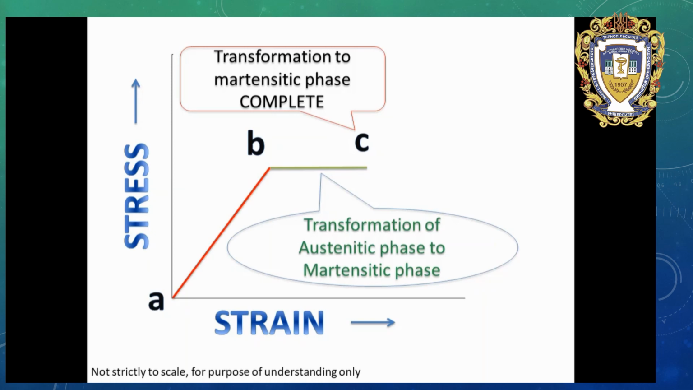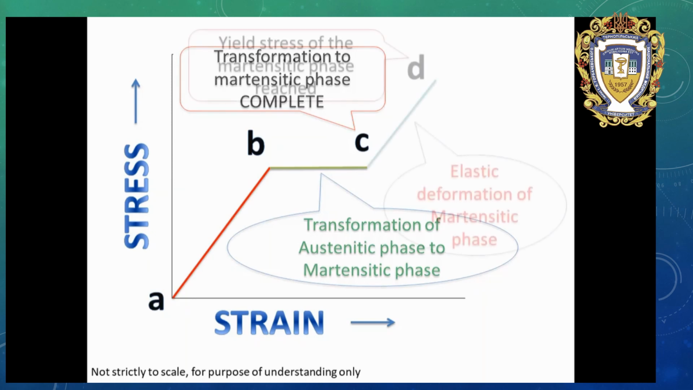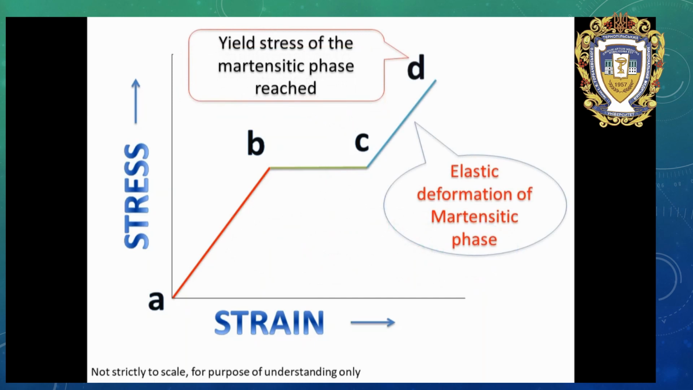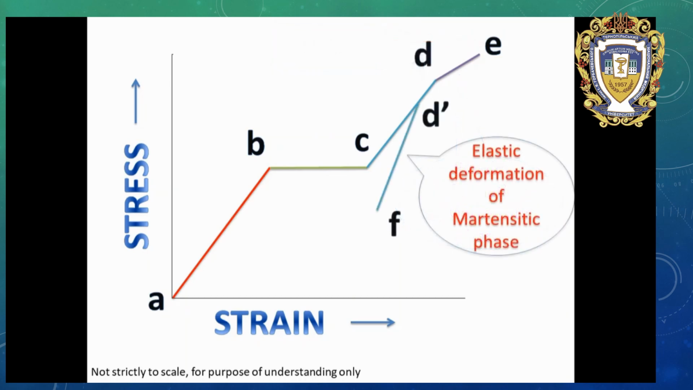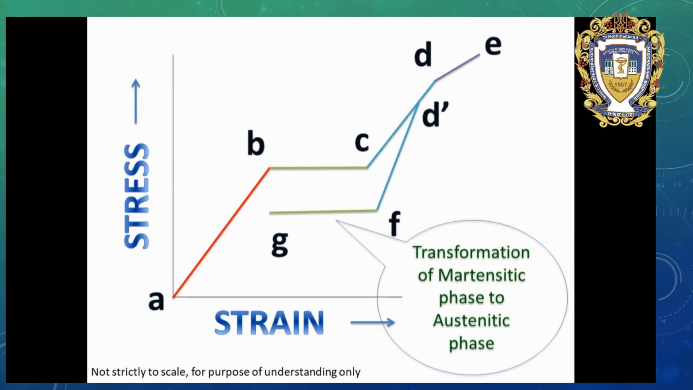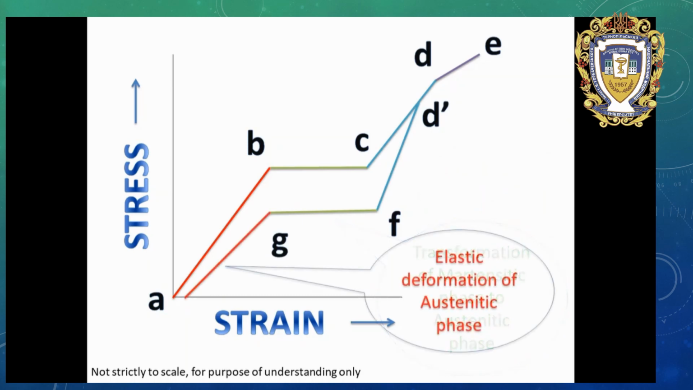Typically at 10% strain, transformation is complete. Segment CD shows elastic deformation of martensitic phase, followed by segment DE corresponding to plastic deformation of martensitic phase, with failure occurring at point E. During unloading or deactivation, the sequence of events is reversed, with segment DF corresponding to loss of elastic strain in martensitic nitinol, followed by transformation back to austenitic nitinol, and finally loss of elastic strain in austenitic nitinol.